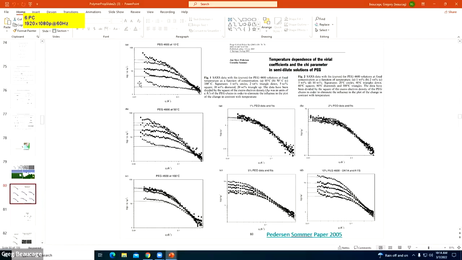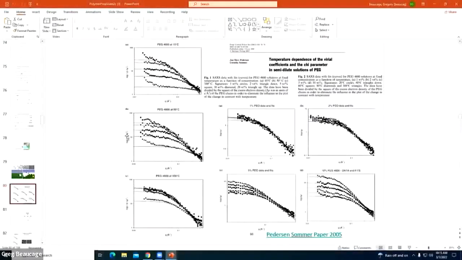So he's divided by delta rho squared, which is like a contrast factor. And then the more stuff you put in, the bigger the intensity, so he's normalized by the concentration too. So this thing is also going to be proportional to the concentration, like you can see here. So you can normalize that out. This thing is an osmotic pressure.